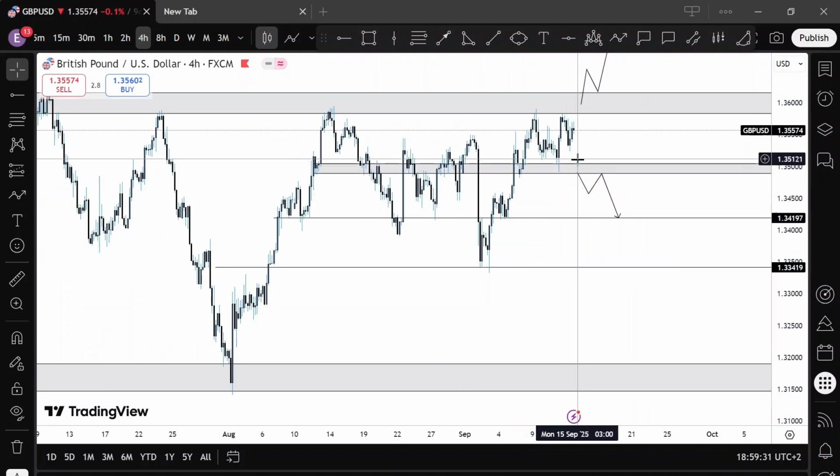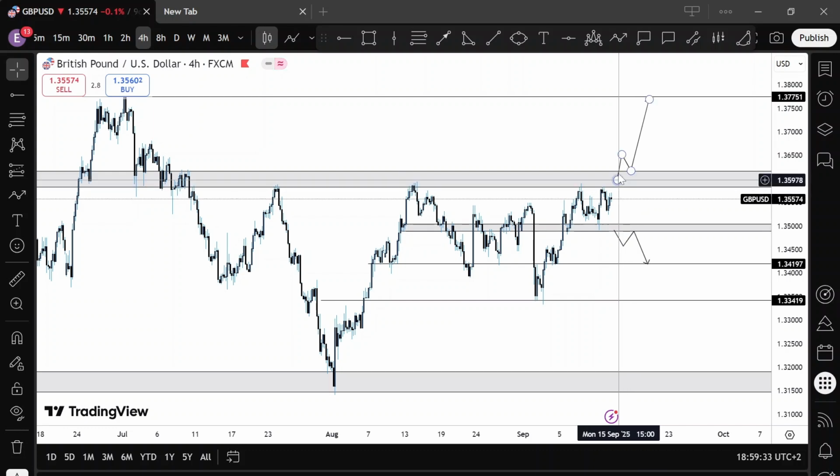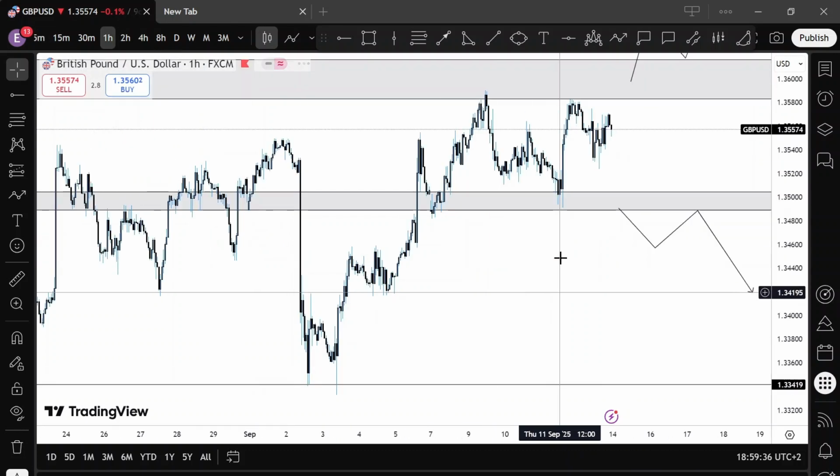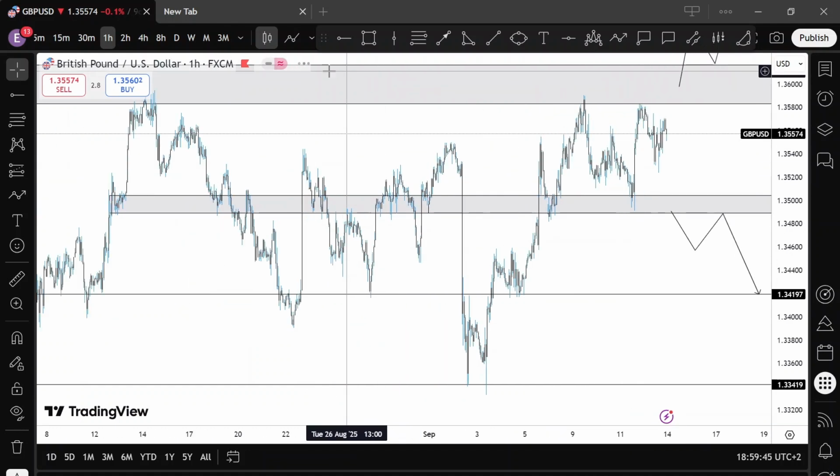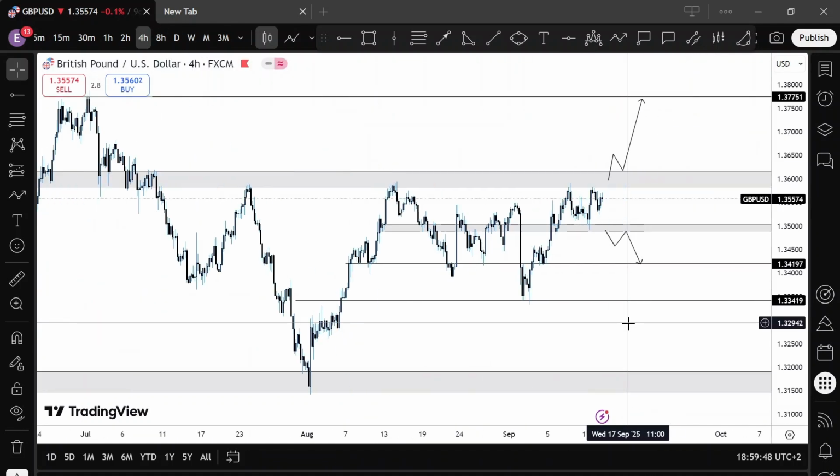But for now, I think we might just get to see price break above these regions, because if we go back to the 1 hour time frame, we could see price made a new high after retesting this, and there was a retest of this region, 1.3531, and basically we should see price start pumping up.